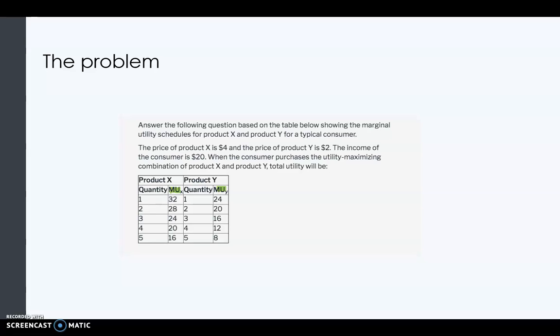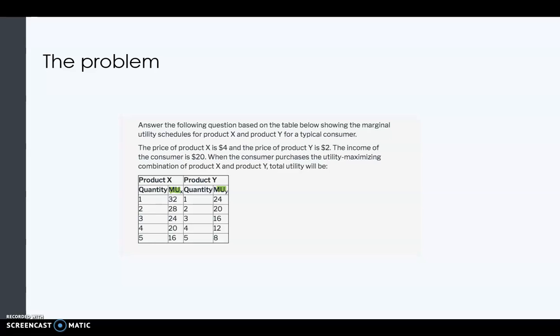So for example, the first unit of product X we get is worth 32 utils. The second unit is worth 28. So if we consume 2 units of X, we get 32 plus 28, we get 60 utils. This is the contribution for each individual util.